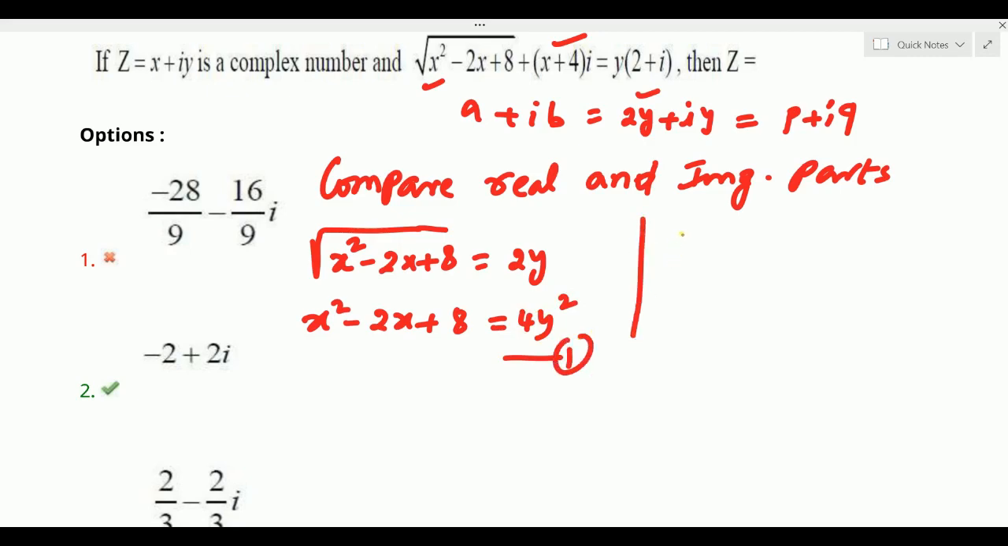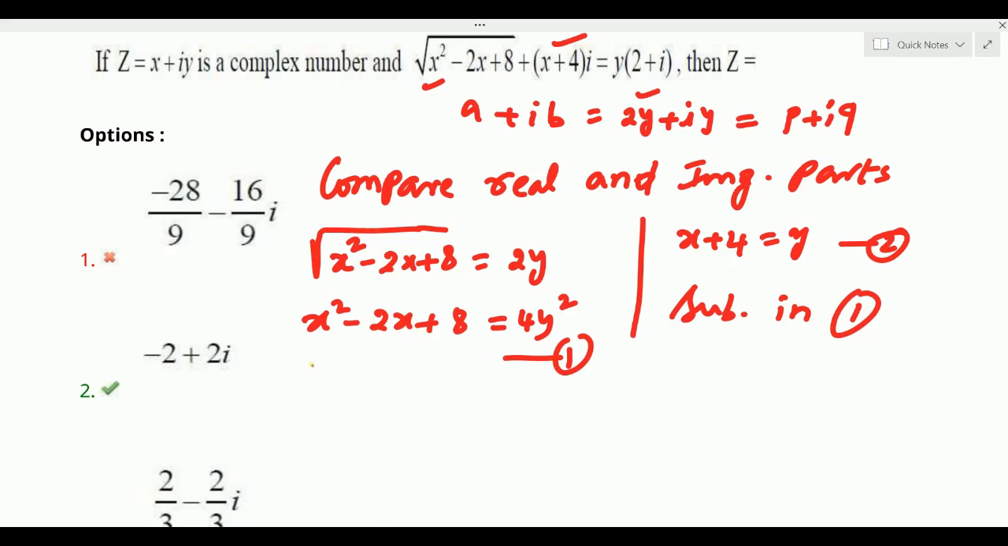What is the imaginary part? Left side x plus 4, right side y. And y is x plus 4. This one we substitute as equation 2, then substitute in 1. Solve 1 and 2. By solving 1 and 2 we can find the x and y values. First, the y value is x plus 4, substitute in 1.